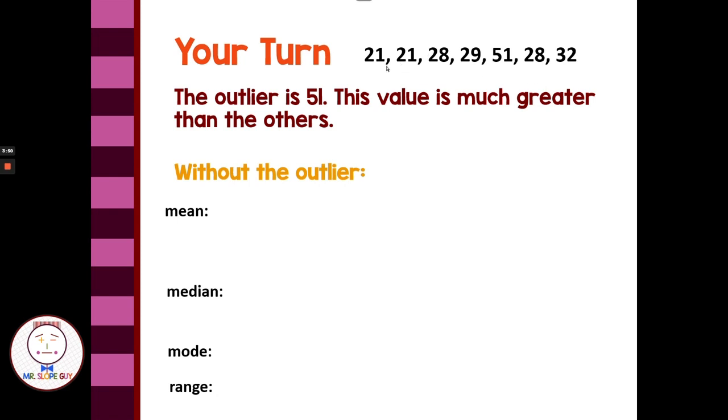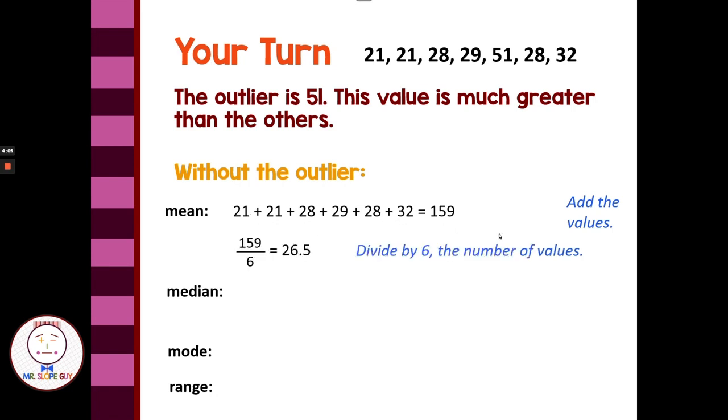So if I throw out that 51, then I'm only looking at 1, 2, 3, 4, 5, 6 pieces of data. So I can take those, add them up, and I get 159. Then I divide by 6. And I get 26.5 for my mean. And that's the mean without the outlier.